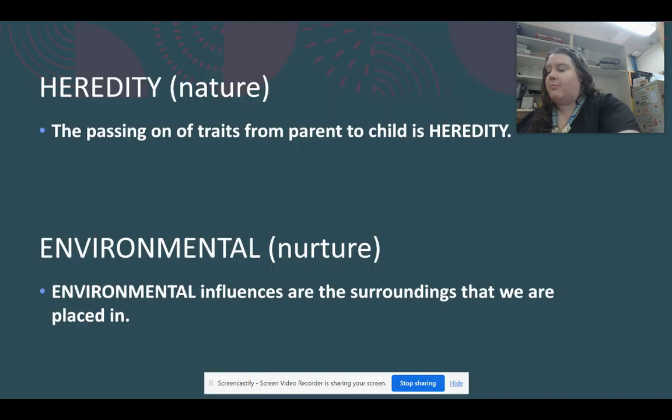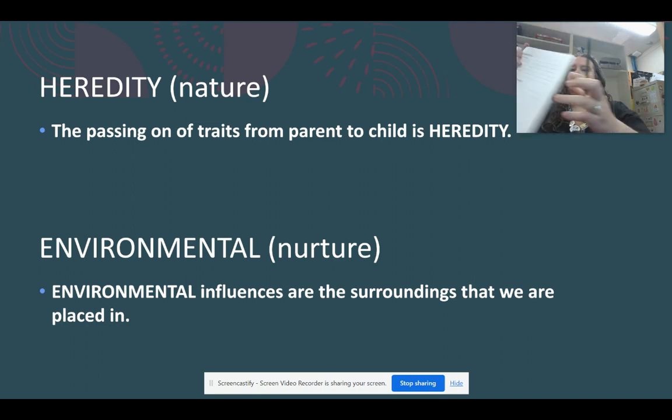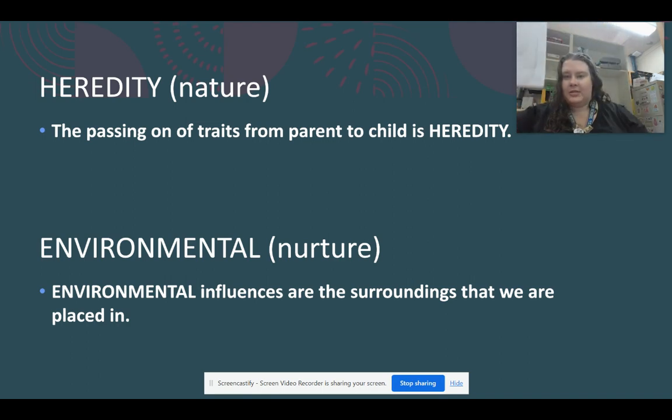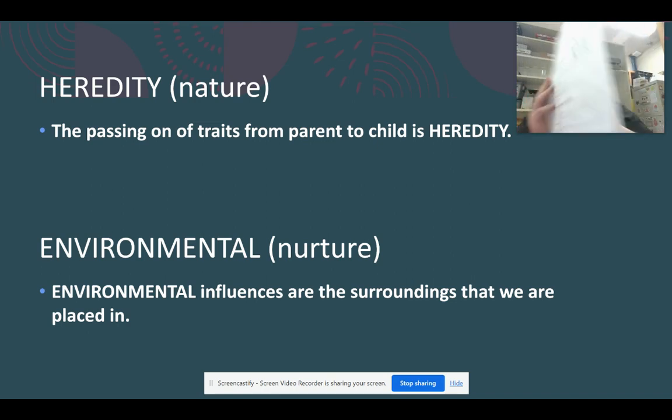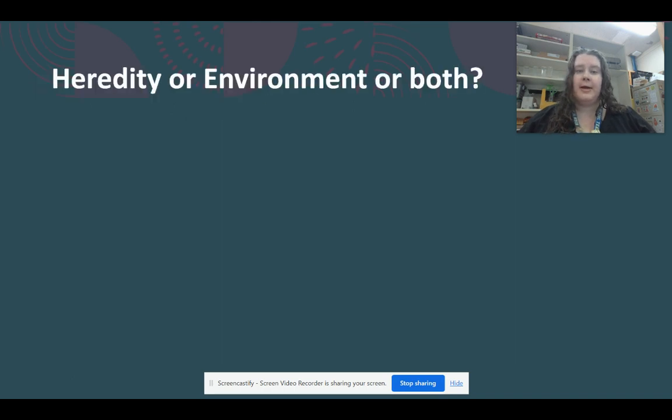All right, back in your packet, you're going to flip over to page 26, and here we go. So, next thing you need to know is that heredity is nature. So that's the passing on of traits from parent to child. That's heredity. And then environmental is also called nurture, and environmental influences are the surroundings that we are placed in. So we'll talk about the difference between these two things, okay?